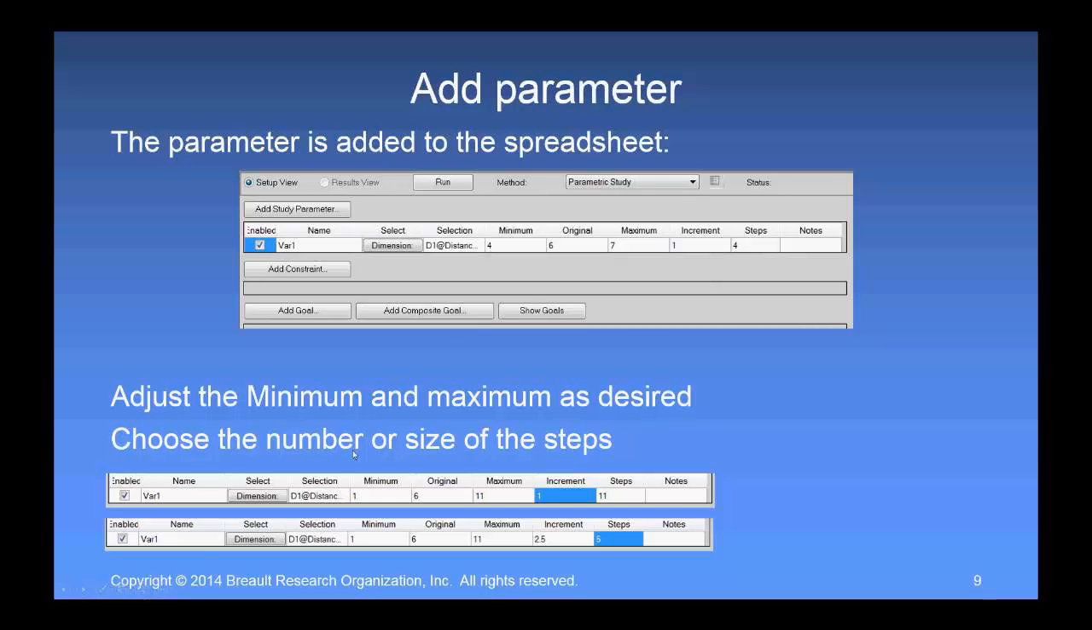So for example, down here, if I said I wanted to go from a minimum of 1 to a maximum of 11 in an increment of 1, it will be 11 steps. But if I said I wanted to go from 1 to 11 in 5 steps, it would mean an increment of 2.5. So as you're setting this up, you can decide how many iterations of the process you wish to suffer through for each step of the process.